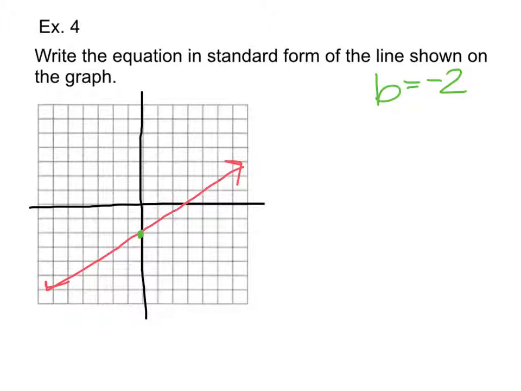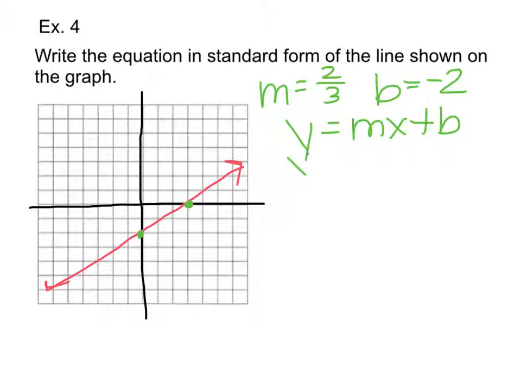And then we need to find the slope. So I'm going to look for a second point, which I see one right here. So to get from the left point to the right point, I need to go up 2, so that's a +2, and over 3. So the slope of this line is 2/3. And then I'm going to put that in slope-intercept form. So that's going to be y equals 2/3 x minus 2. So there it is in slope-intercept form.